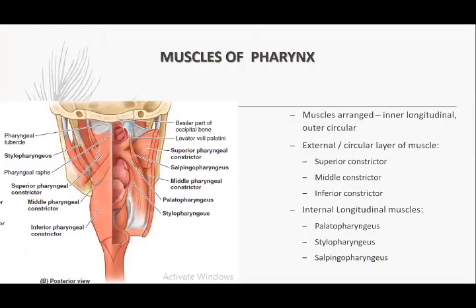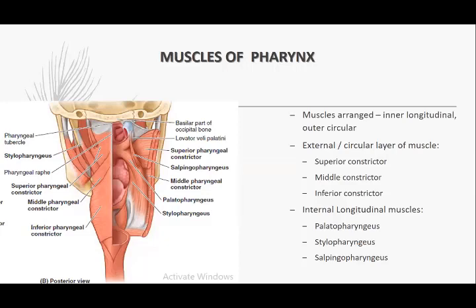Pharynx के muscles पे आ जाते हैं. बेटा वैसे तो आपको पता है GIT में you have inner circular outer longitudinal muscles throughout the GIT. यहाँ पे थोड़ा सा डिफरेंट है. We have a circular layer outside. ठीक है, एक्सटर्नल सर्कुलर लेयर है और इनर longitudinal layer है. अब ये जो सर्कुलर लेयर है ना, इसको आप समझिए in the way that there are three tubes, one inside the other.